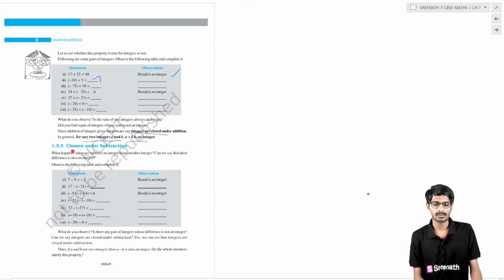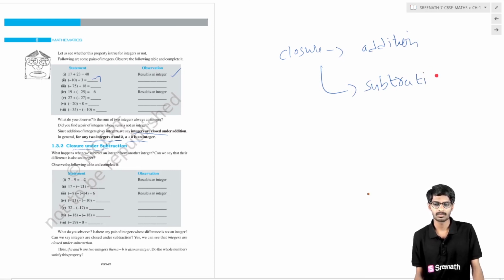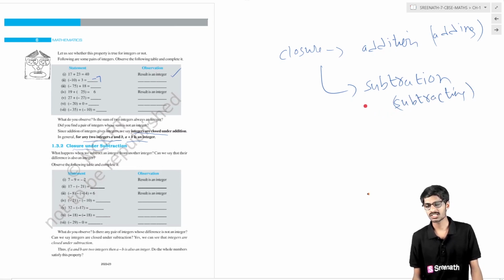Then what about closure property under subtraction? Basically, closure property under addition is similar to closure property under subtraction also. What is the basic thing we are changing in these two situations? In one we are adding two integers, in the other we are subtracting two integers. What final conclusion do we have to get? The final result must also be an integer.